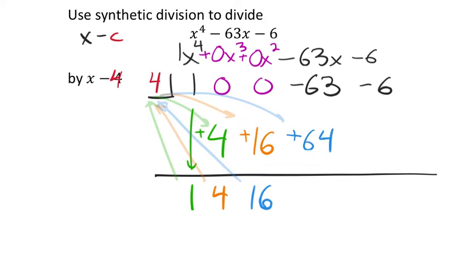Positive 64. And I've got negative 63 plus 64, which is 1. And then I'll do 1 times 4, which is 4. That goes here on the end. And my 4, and then negative 6, that'd be plus 4. That'd be negative 2 there, okay? Now the negative 2, again, that last term there is always our remainder.